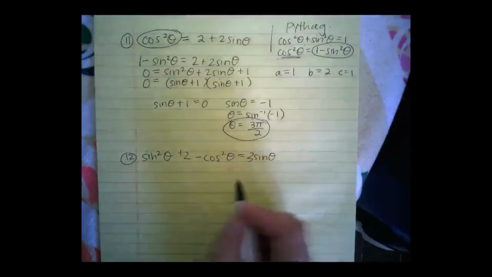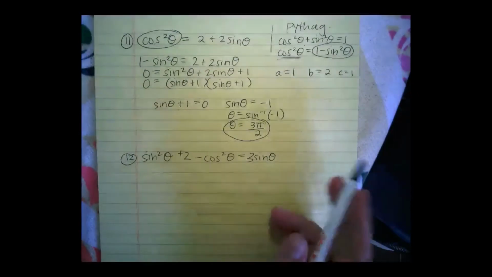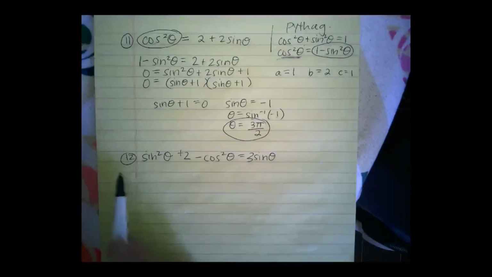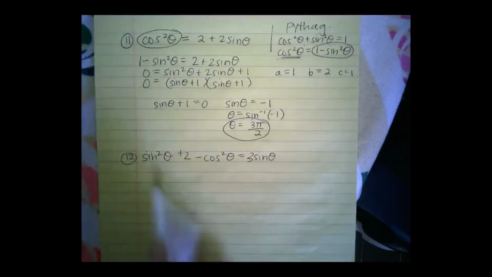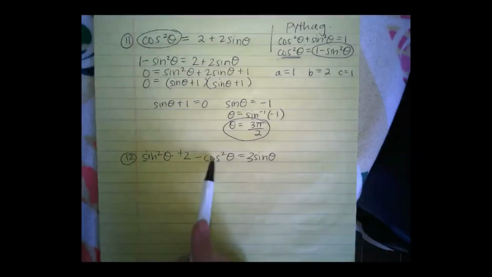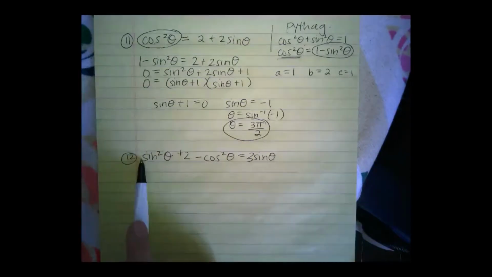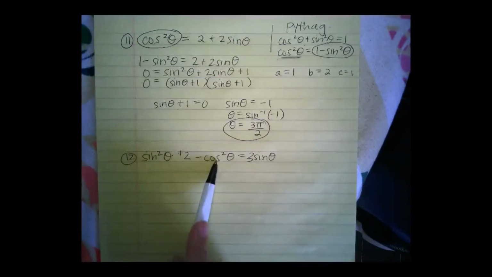So again, we're going to use the Pythagorean identity. But you have to think about which squared function you want to substitute in or substitute out, whatever wording works for you. So I'm going to choose to substitute in cosine squared because I have two sines already. So the cosine squared is the problem. He's the problem child. So let's get rid of him.